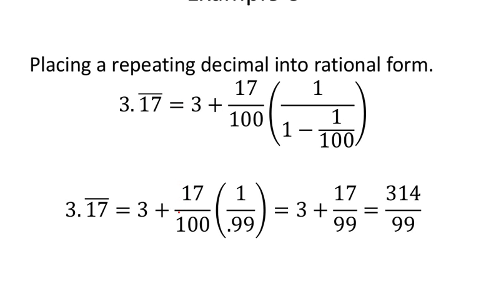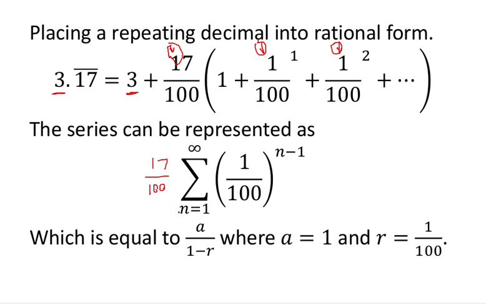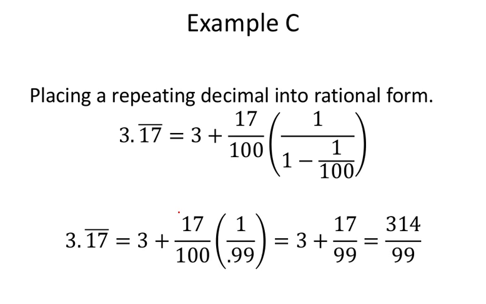And so here's basically, let's look at this. So we have a equals 1, r equals 1 over 100. And so this is our form of our equation. This is the a, and then this is our r term. And then you solve this algebraically. This 1 minus 1 over 100 is going to be 99 hundredths, which is basically 0.99. And multiply this, you'll get 17 over 99.